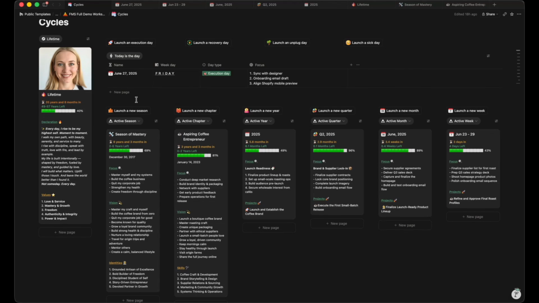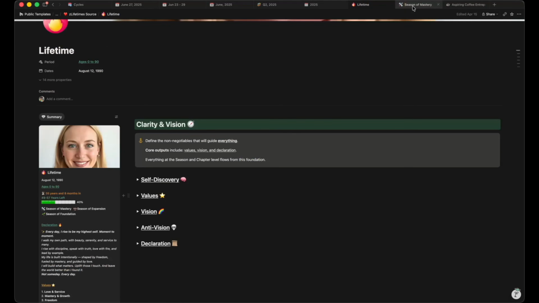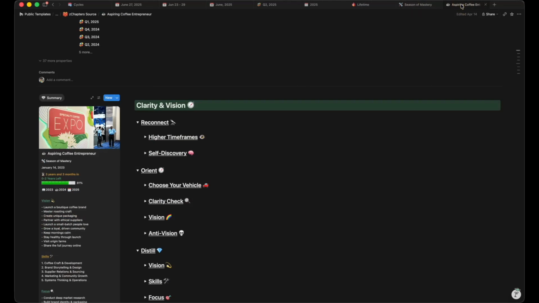So reviews are going to be very similar for these cycles as they are on a lower time frame, because if you're overviewing your season, obviously you're going to be overviewing a collection of chapters that make it up, and you're also going to be having your pros, cons, lessons, and summaries. But planning is where it's really different. So let's just open these up and I'll quickly show you how we do planning on these higher level timeframes. Let's look at the lifetime, the season, and the chapters.